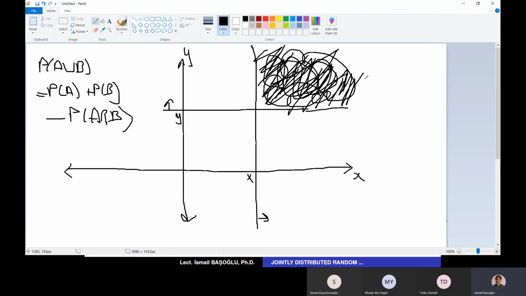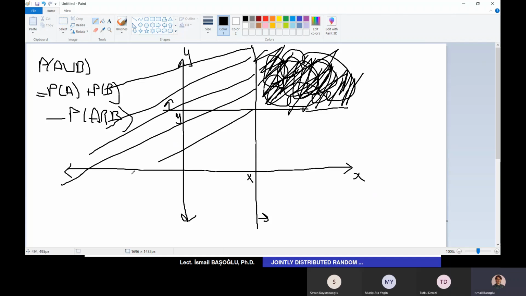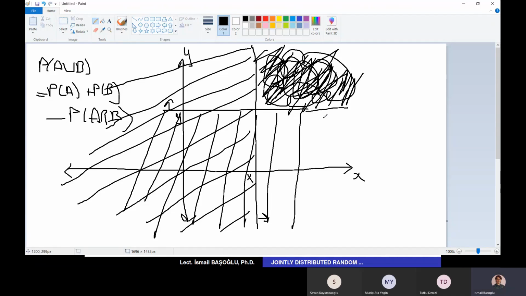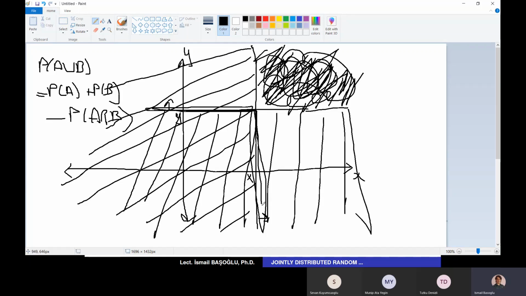How do I calculate it? From 1, I will first subtract the marginal CDF of X. So I will calculate the probability of that region, and I will subtract that first. Okay? So from 1, I will subtract that. Then I will subtract the marginal CDF of Y, which is that region's probability. So I will subtract that region. However, if I subtract these two values, this means I am going to subtract that region twice.